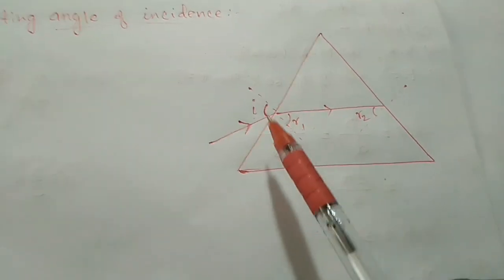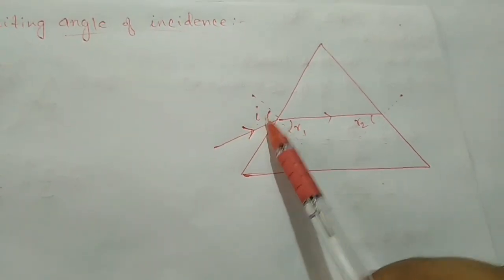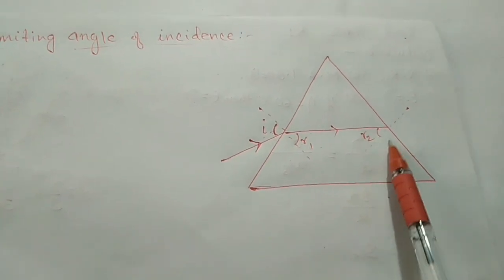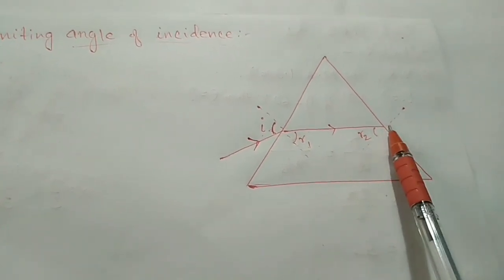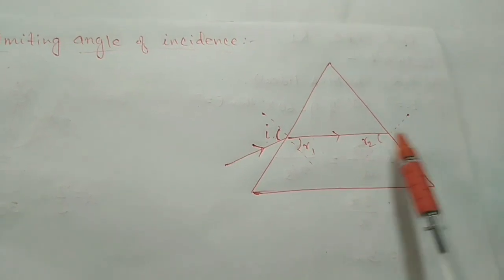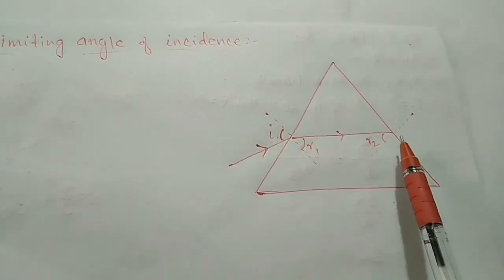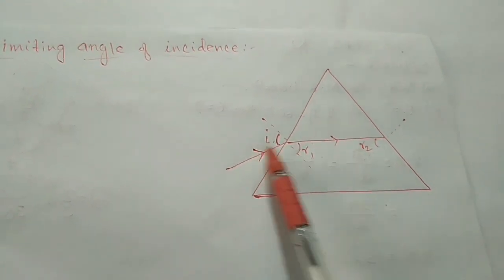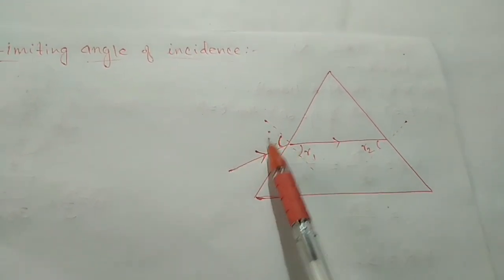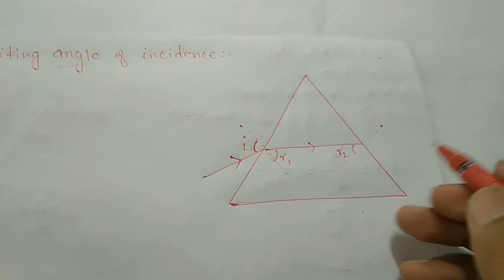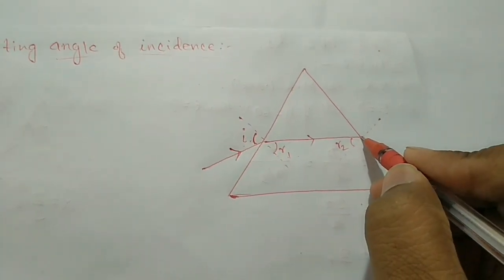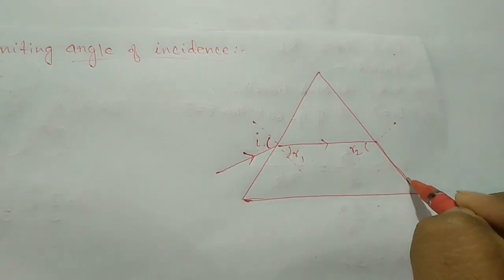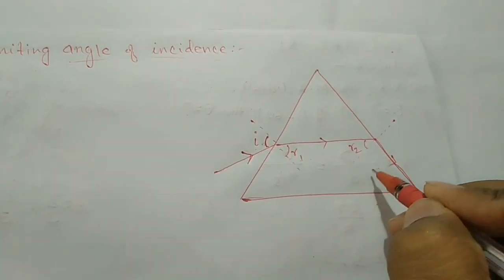So the question is, what should be the minimum value of this I so that the light will not return in this path? It can refract, meaning emerge, or go to the surface, but should not return to the same medium. So if I changes, R2 will also change. So what should be this value? Suppose I name this the maximum possibility of the light going through this path. After this, it should not happen.